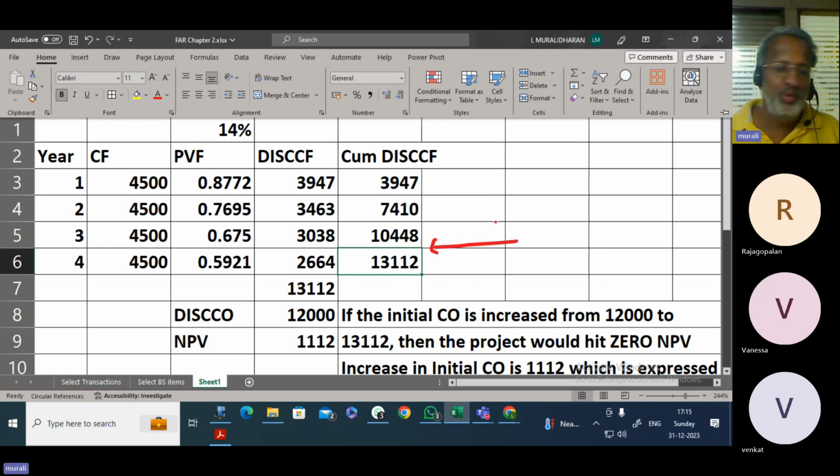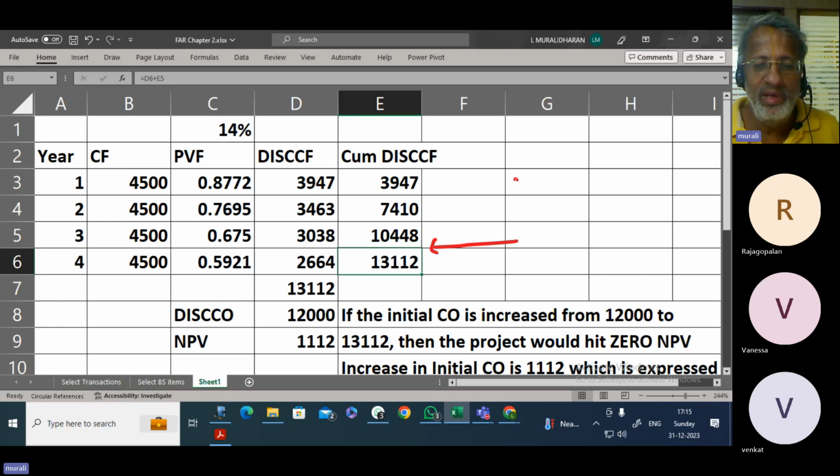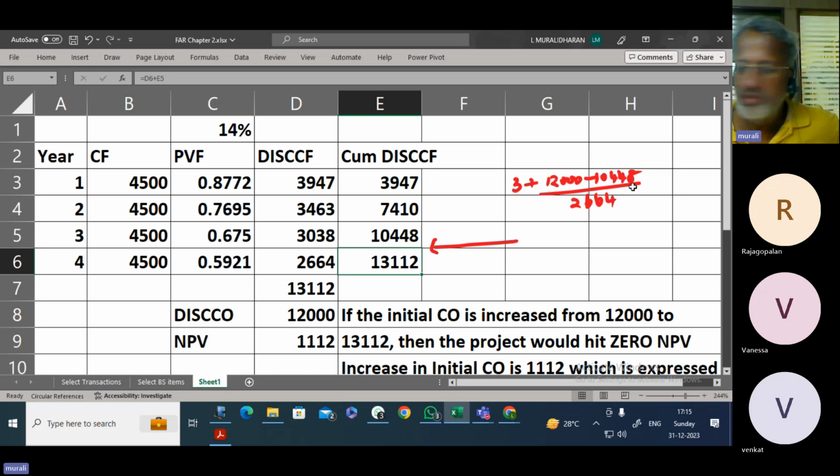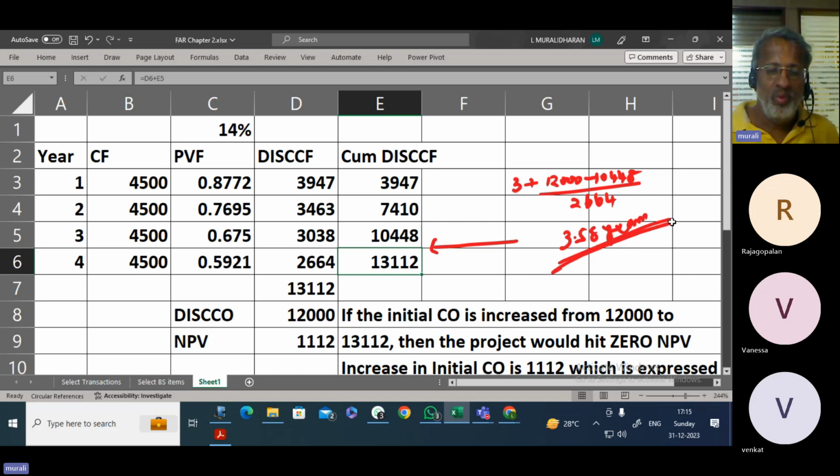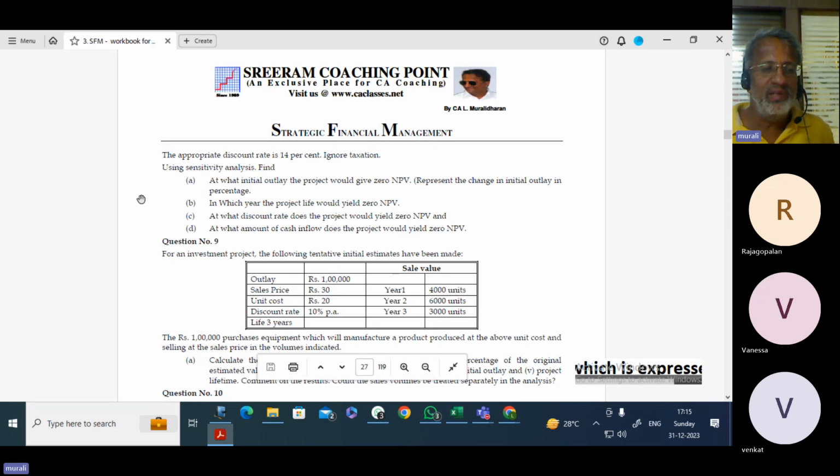So I would like to do this in this fashion. 3 years plus 12,000 minus 10,448 divided by 2,664. That comes to 3.58 years. 3.58 years. What is the relevance of this we are having here? In which year would the project yield zero NPV? 3.58 years is when you would be getting it.